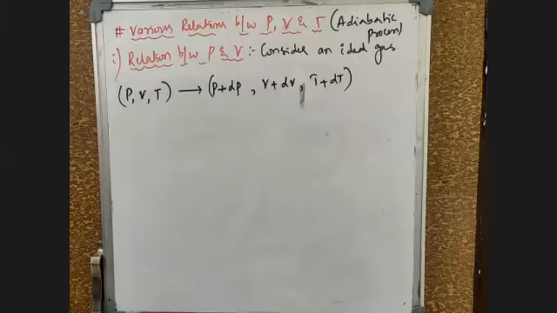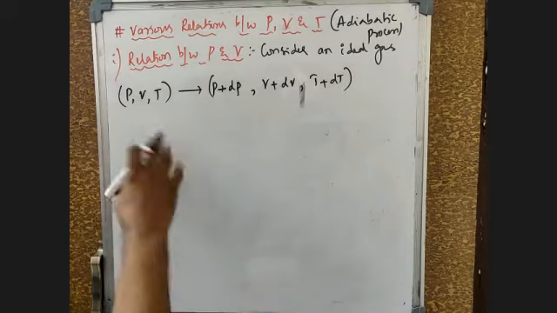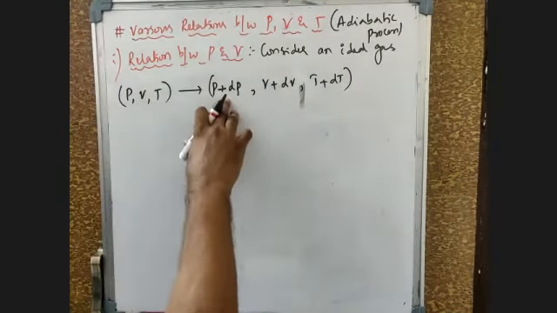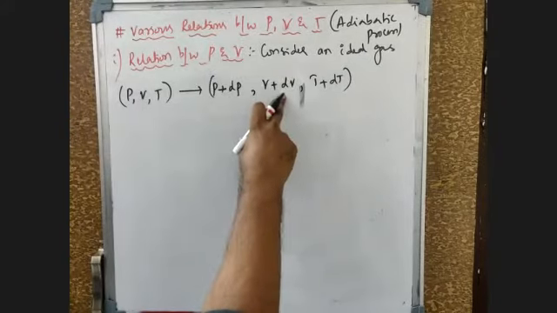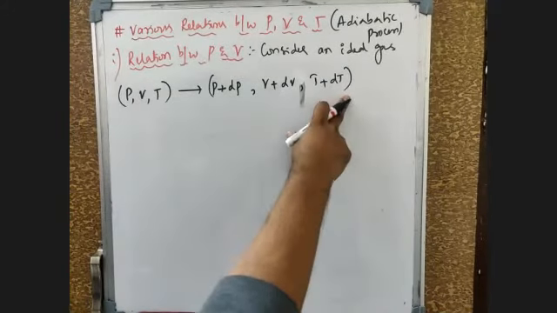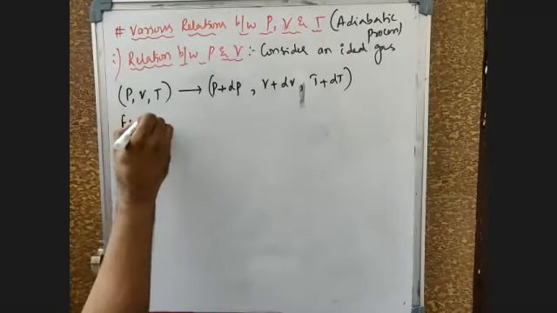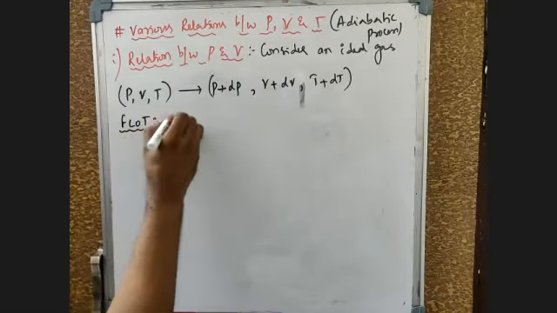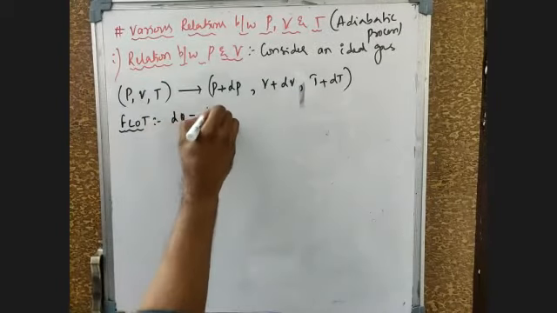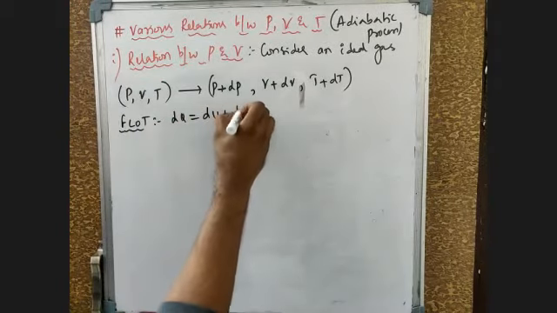Okay. That means if I am considering any ideal gas, and it is given a little amount of heat, then P will become P plus dP, V will become V plus dV, and T will become T plus dT. So if I'm applying the first law of thermodynamics, dq is equal to dU plus dW.